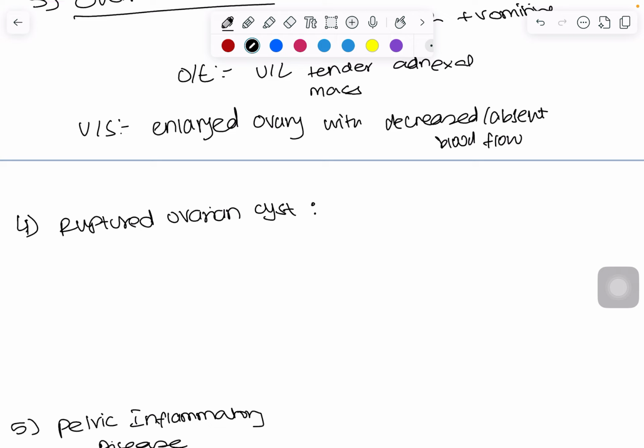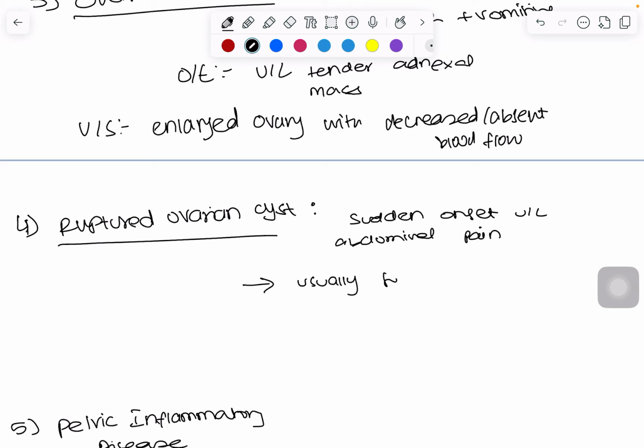Next, we have ruptured ovarian cyst. This is a sudden onset, severe unilateral lower abdominal pain, just like ovarian torsion. However, the question stem will mention a precipitating factor. This usually happens after strenuous exercise or sexual activity. The ultrasound will show pelvic free fluid.